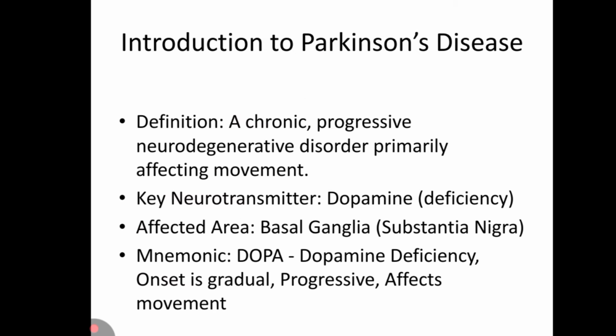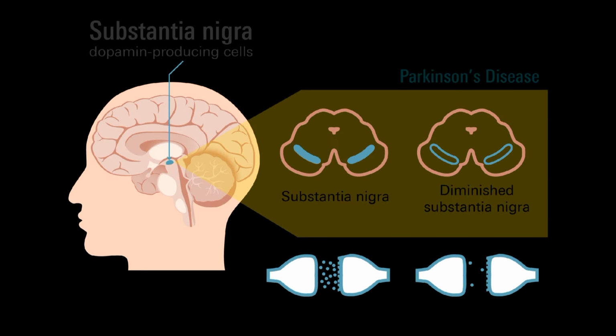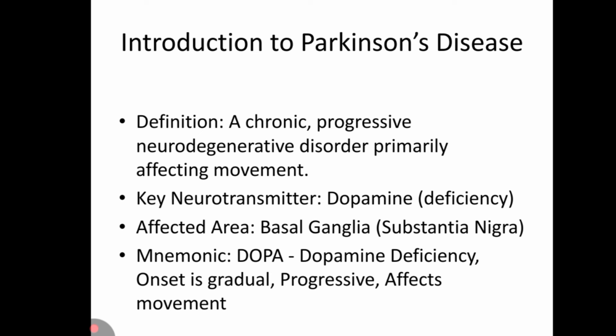Starting with the introduction to Parkinson's disease. Definition: a chronic progressive neurodegenerative disorder primarily affecting the movements. Now, the key neurotransmitter here is dopamine, and there is a deficiency of dopamine. Affected area is basal ganglia, substantia nigra, and the mnemonic to remember the key factors of Parkinson's disease is DOPA: D, dopamine deficiency, O, onset is gradual, P, progressive, A, affects movement.